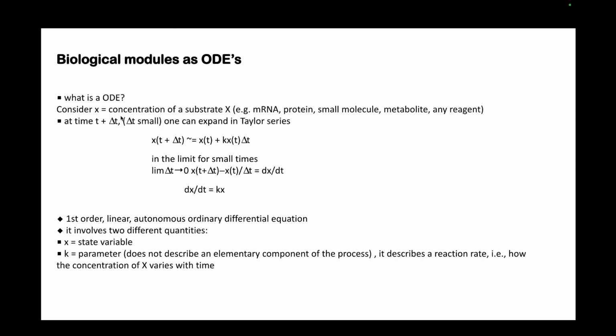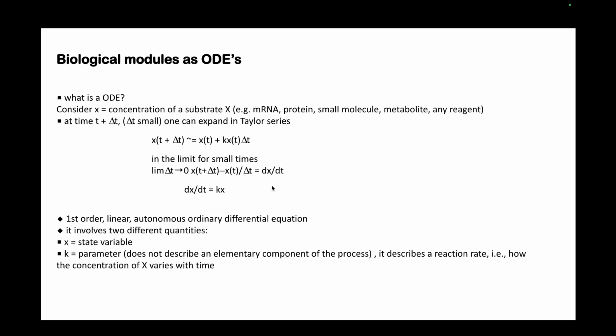So this is an example of how you make these ODEs. For example, X here is the concentration of a substrate, which can be an mRNA, protein, whatever. At time t plus delta t, you can expand this into a Taylor series. X of t plus delta t, expanded in a Taylor series, looks something like this. And if you take the limit of delta t tends to 0, that is what gives you the differential equation form.